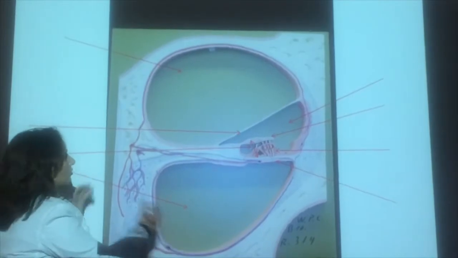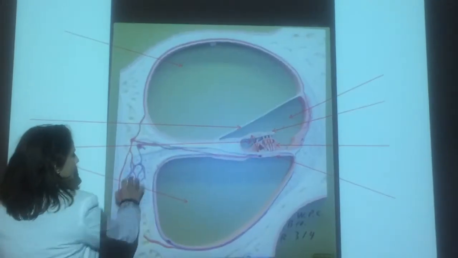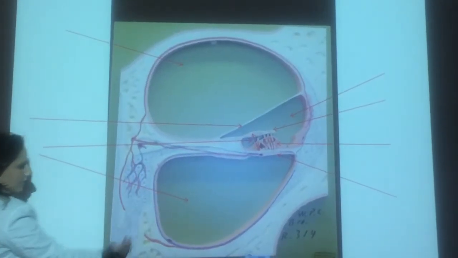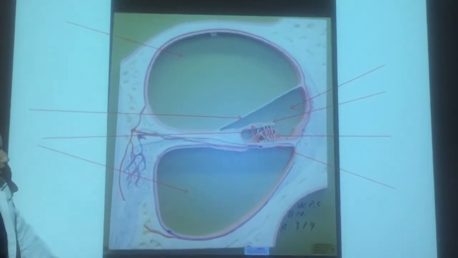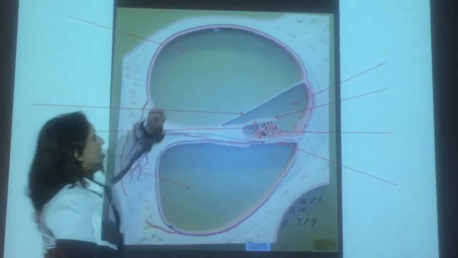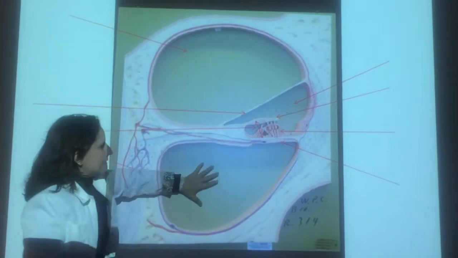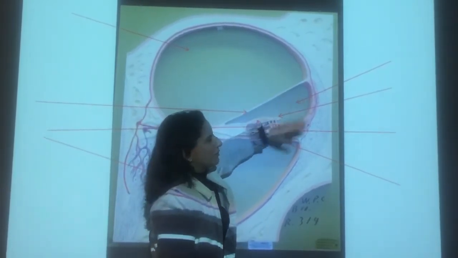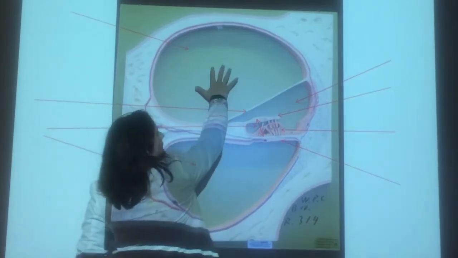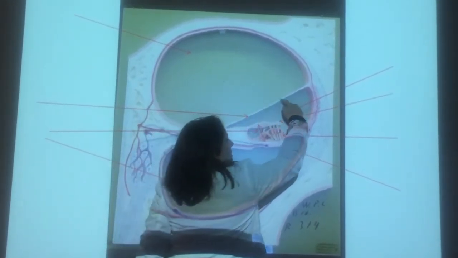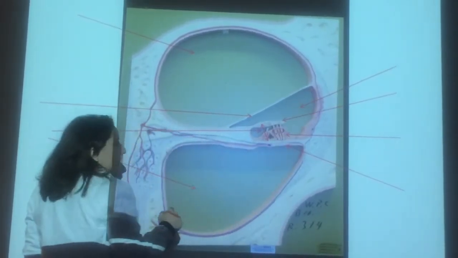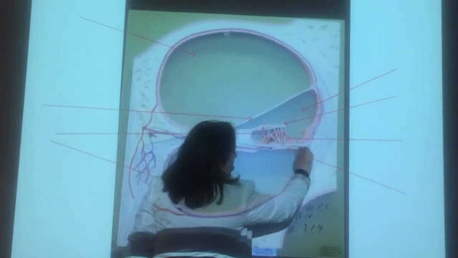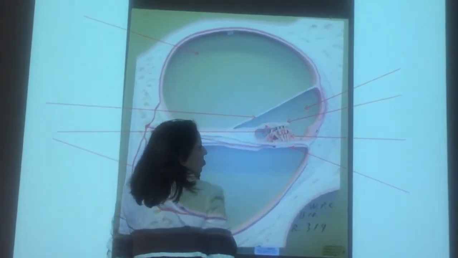So again, this is what you're going to see. There's the spiral ganglion that's on the other side now, and then here you have the cochlear branch of the cranial nerve number 8. Scala vestibuli, scala tympani, scala media. Some people call it cochlear duct, but just stick with scala. This is scala vestibuli. This is the vestibular membrane. This is the basilar membrane. This is the tectorial membrane.